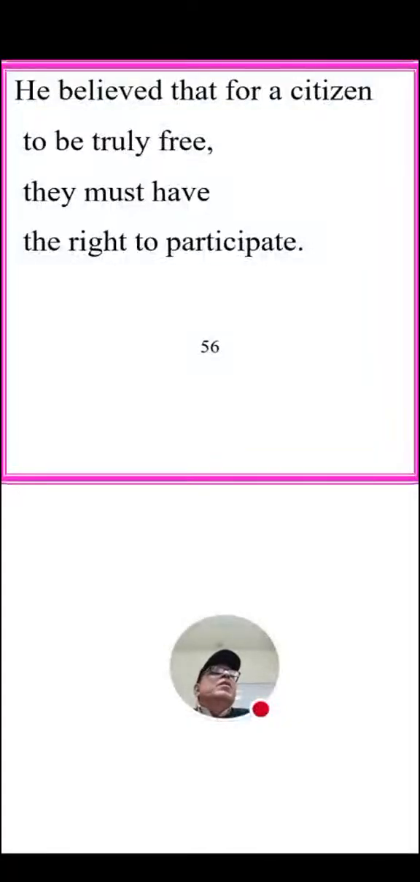How do people participate in governance in democratic countries? So they express their will through elections.